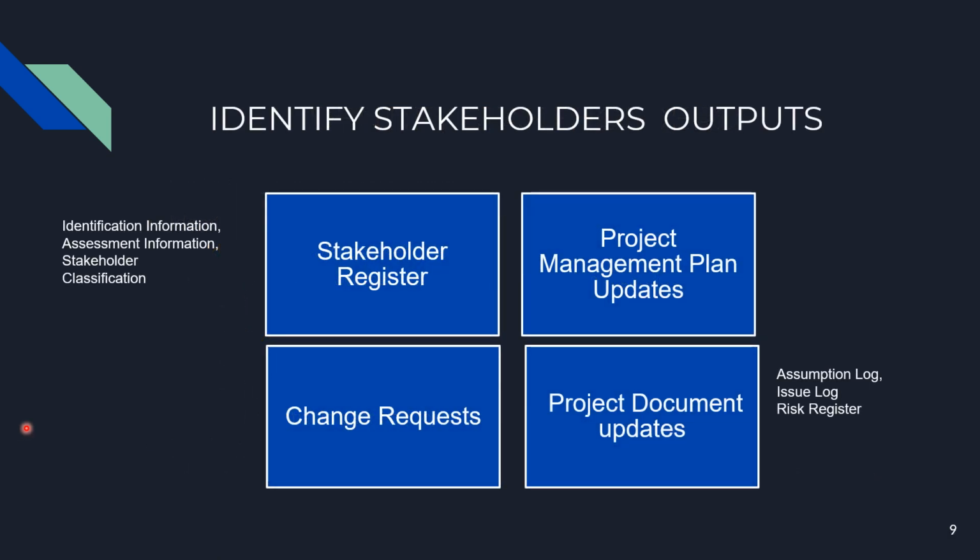The output of the identify stakeholders process is the stakeholder register. In the stakeholder register, we mention the identification information, we assess the information, and we mention the classification of the stakeholders. Other outputs are change requests, project management plan updates, and project document updates in the form of assumption log, issue log, and risk register.